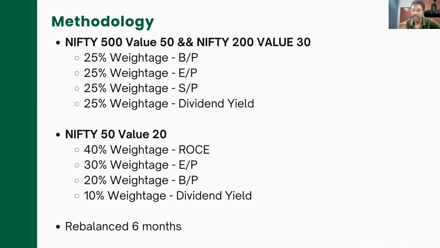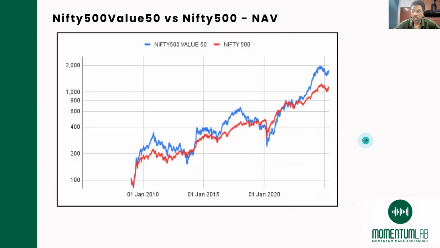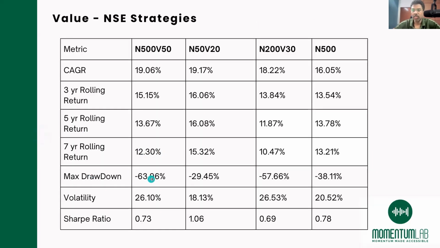So in a way, it also has the tinge of momentum in it. Thereby, this index Nifty 50 value 20 outperforms in the drawdowns as well as during the upturns. So that's what is seen in the max drawdowns. Look at the comparison when you compare.